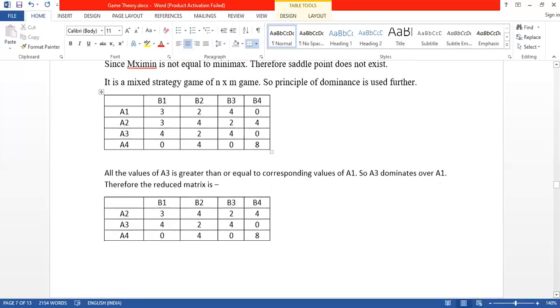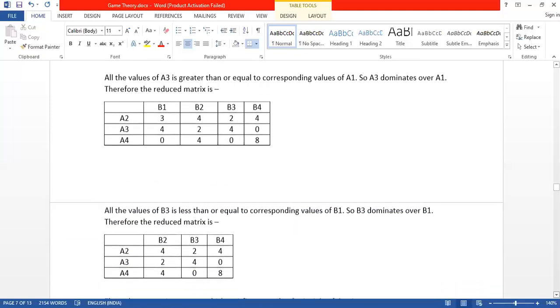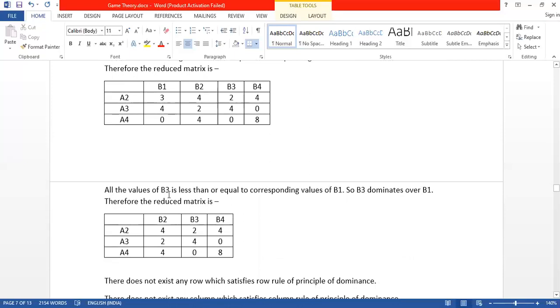Now since we have done the row operation, let us go for the column operation. It says all the values of B3 are less than or equal to the corresponding values of B1. So we are comparing B3 and B1. B3: 2 is less than 3. 4 equals 4, 0 equals 0. That means all the values of B3 are either less or equal to the corresponding values of B1. That means B3 dominates over B1. So we don't require B1 now. So this is a reduced matrix. Fine.